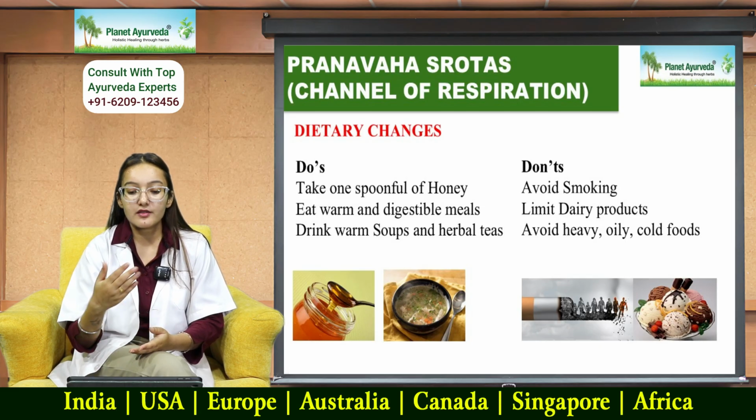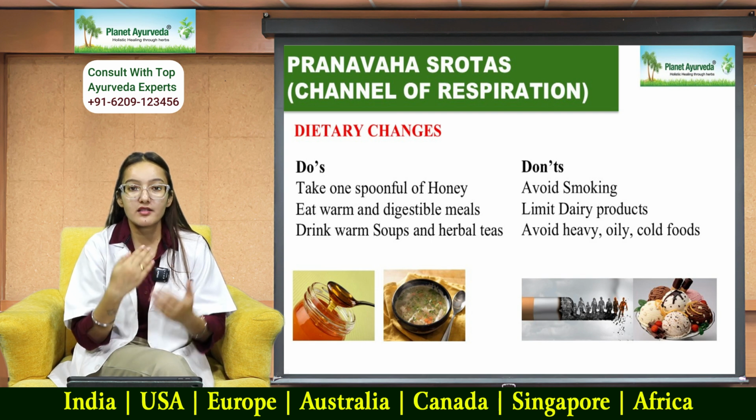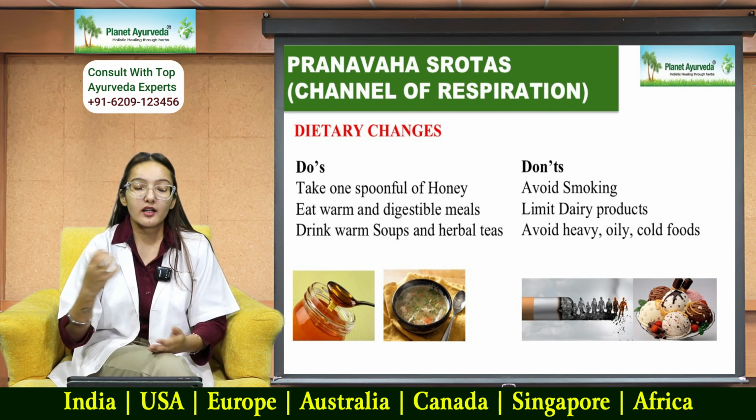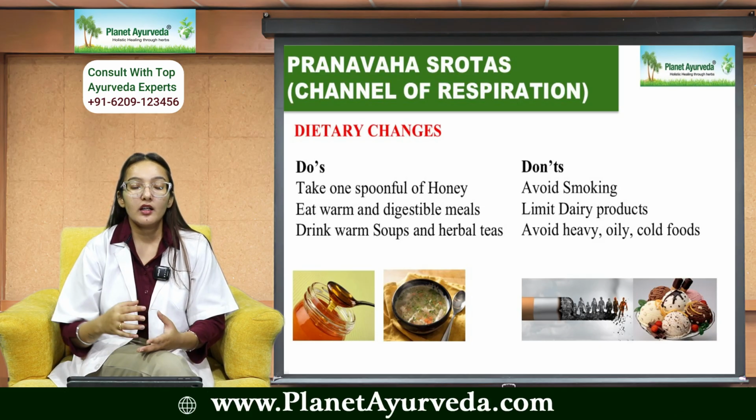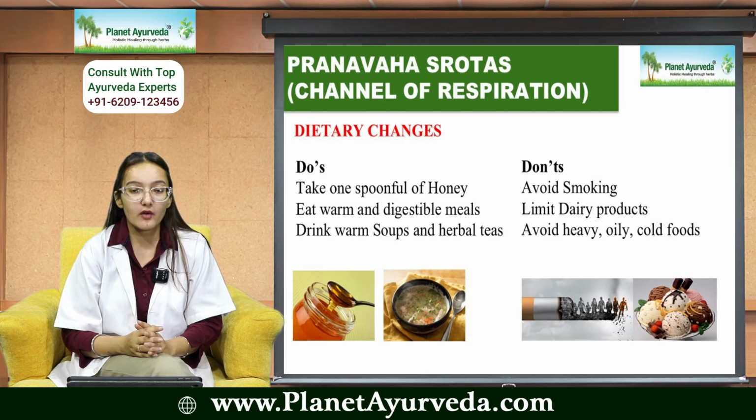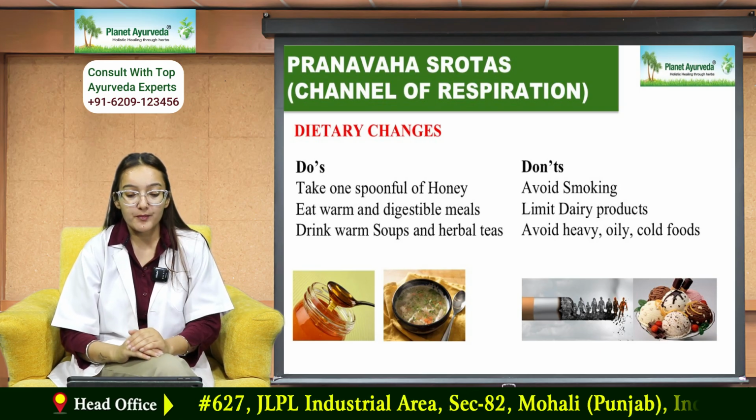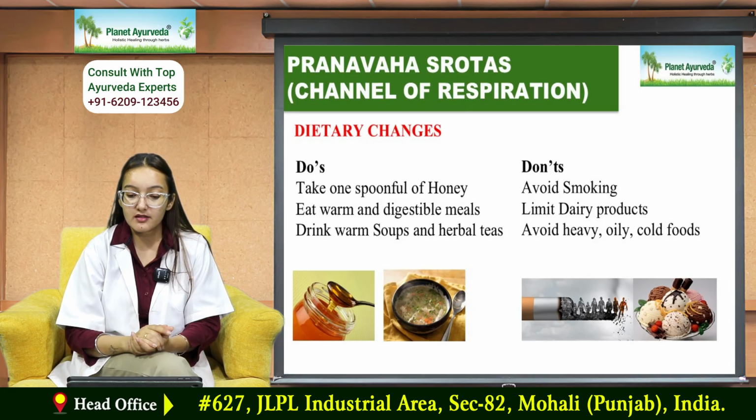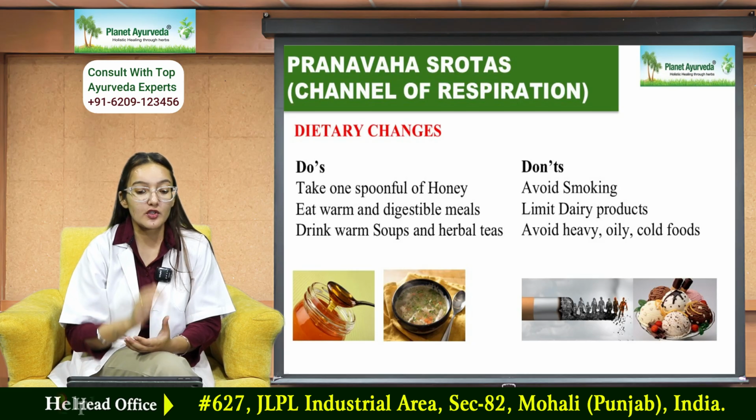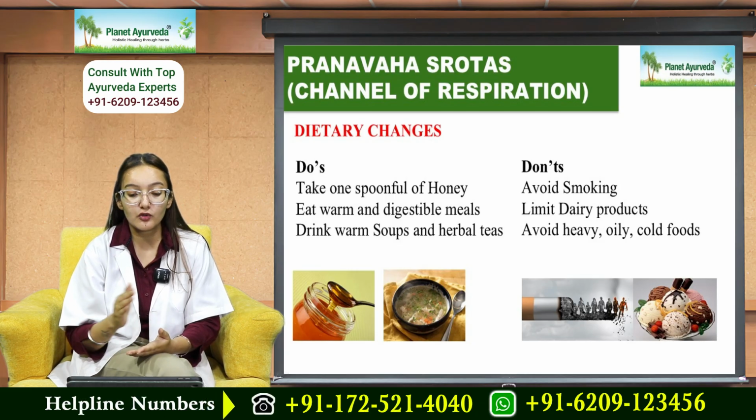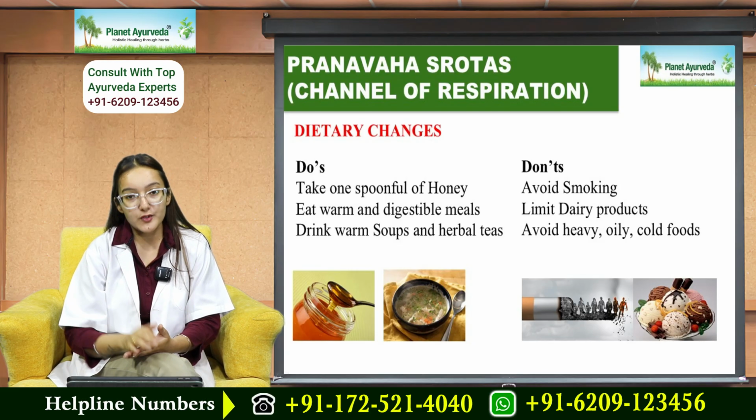So we need to ask them to avoid excessive exercising, avoid direct exposure to the air, and avoid mucus-creating diet like oily and greasy foods. Avoid sweet or salty foods that increase the kapha dosha. Also ask them to avoid smoking. Smoking is also one of the major causes of vitiation of the channel of respiration. So we need to ask them to avoid smoking.